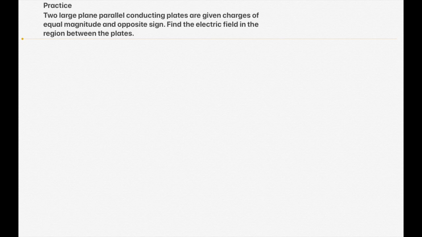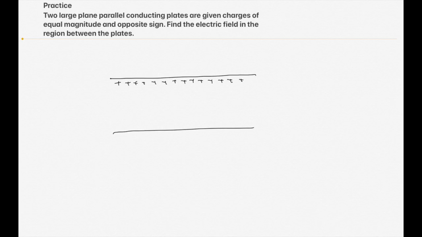We are going to consider two large planes parallel with each other. Given charges of equal magnitude and opposite sign, in this case we consider the positive charge is given to the upper plate. So we consider the thickness of the planes. And the lower plate is given a negative charge.